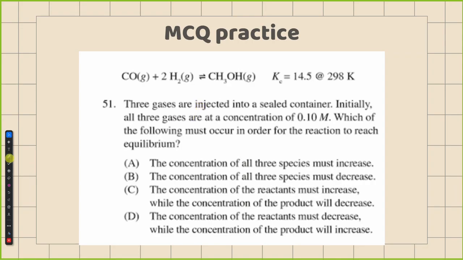Well, they gave us initial concentrations of everything, so this is a Q problem, if you didn't recognize that. So it's going to be 0.1 for this one over 0.1 for that one times 0.1 squared, and this is going to give us Q. We need Q to compare to K to know which way it's going to go to reach equilibrium.